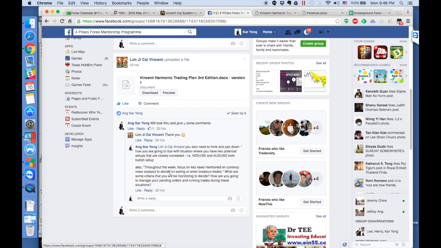Things like this, he also said throughout the week, focus on key news, mention currency news, and then decide whether to exit or enter breakout trades. When you write something like this in your plan, it's not clear. Why is it not clear? Because you only write decide, but you never write the criteria and conditions for you to decide. That's why I asked him what criteria you need to monitor to make a decision. The whole idea of having a trade plan is that you write it when you are not involved in the market. Your thought process and decision making are all very rational. But when you start trading, when your money is on the table, you tend to get very emotional. That's why the plan is the best rational decision that you can think of already.